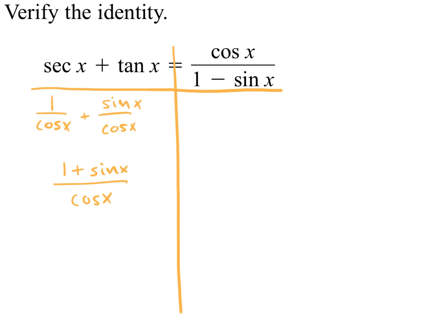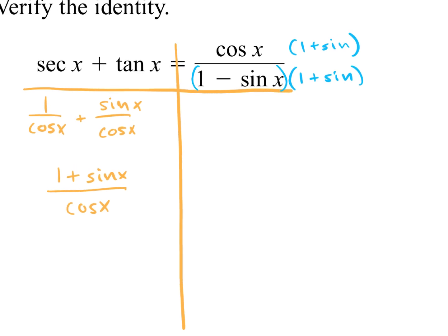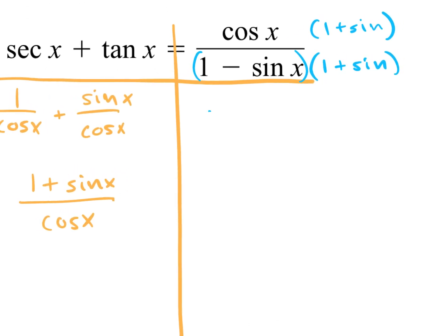We can't change 1 minus sine to cosine because it's not squared. So we can't use our Pythagorean identity. But we could multiply by the conjugate and make it a Pythagorean identity. So we can multiply by 1 plus sine on the top and the bottom. On the top, I'm not exactly sure what my goal is yet, so I'm not going to distribute the cosine yet. I'm going to leave it as cosine times 1 plus sine for now. Let's see where we get here.